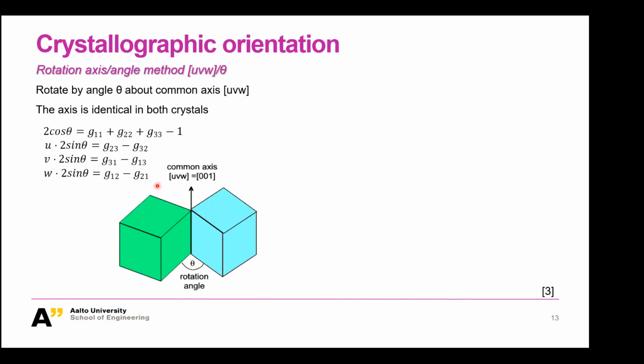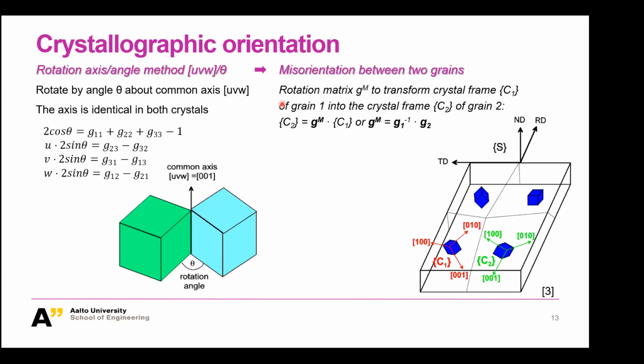What you should know is that this rotation method is normally not used for a single crystal orientation description. It is normally used to compare the orientation between two crystals. So we will find that it is normally used for the misorientation description. Misorientation is a rotation matrix to transfer the first crystal frame, C1 of grain 1, into the second crystal frame, C2 of grain 2.